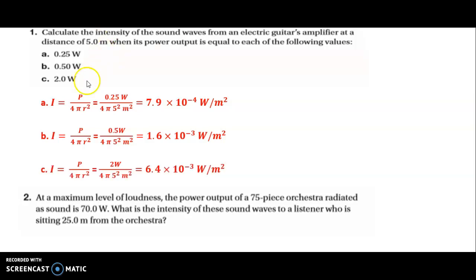If you notice, as the power increases, what happens to the intensity? The intensity increases too. So for the same distance, the power and the intensity of the sound are directly proportional. And here I would like to note that a number times 10 power minus 3 is greater than a number times 10 power minus 4, because if the power is negative, as we go higher in values, the magnitude of the whole value actually decreases. So we say that the order here is greater than the order in part A.